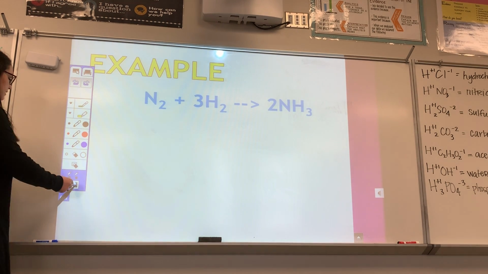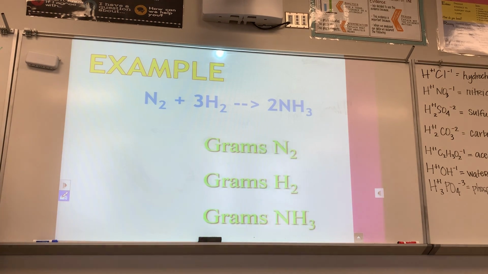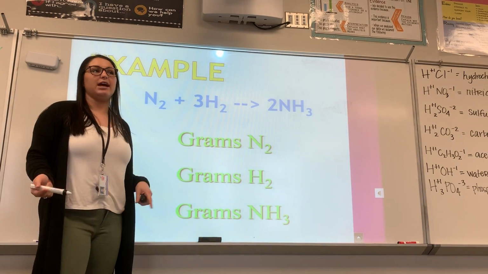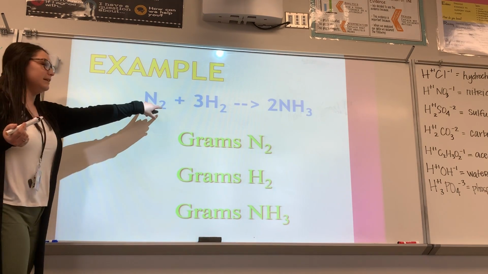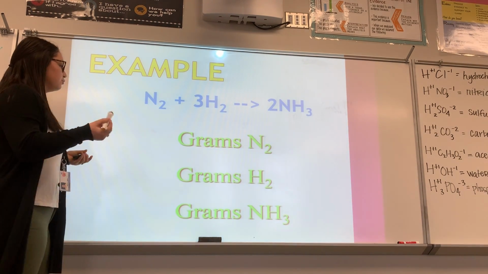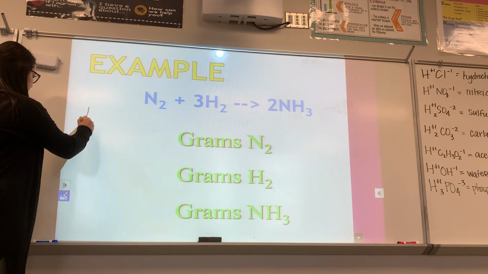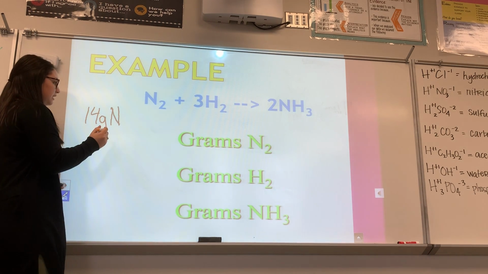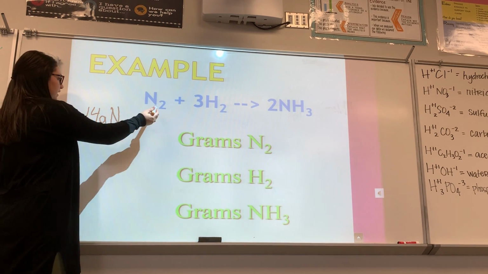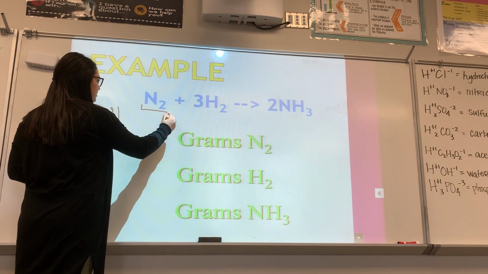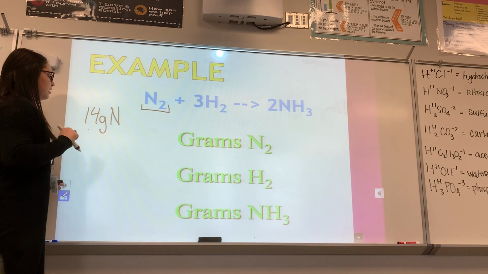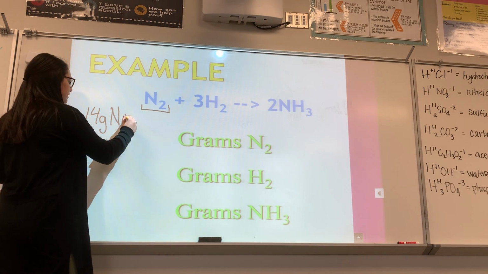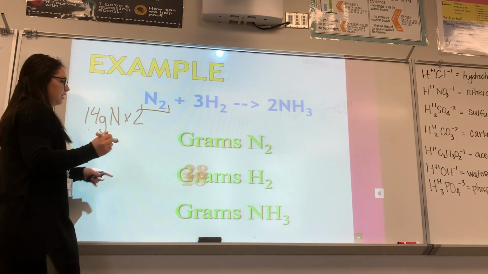One last example using the same exact balanced equation. We want to know how many grams of nitrogen we have. To solve for the number of grams of nitrogen, we have to use our periodic table. Nitrogen, if I look at my periodic table, has roughly 14 grams. Using our factor label method, we need to find how many grams of the whole entire N2 we have. So if one atom of nitrogen is 14 grams, I have to multiply by 2 to get 28 grams.